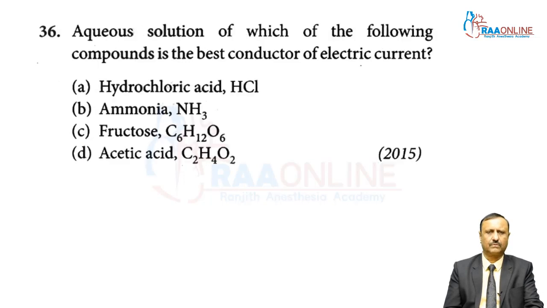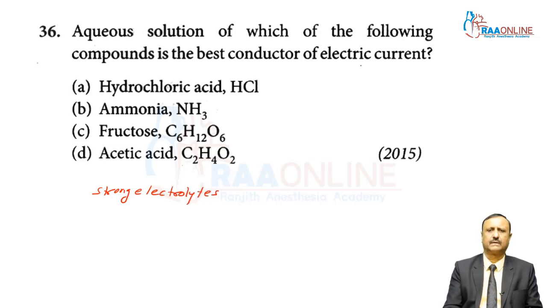Now my dear students, we can go to question number 36. Aqueous solution of which of the following compounds is the best conductor of electrical current? Here you can go with the strong electrolyte. What are the strong electrolytes, my dear students? Here you can see the strong electrolytes are, for example, HCl, hydrochloric acid, which is 100% ionized. So for question number 36, you can go with the answer A.